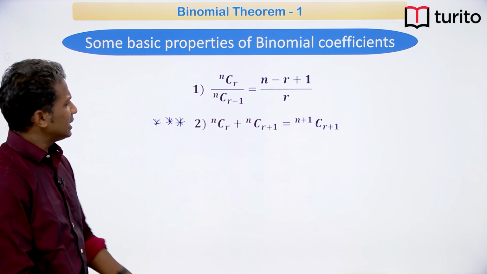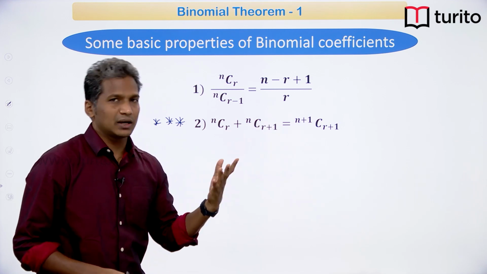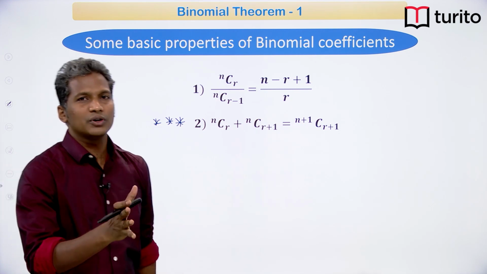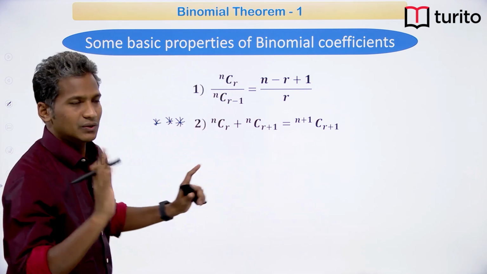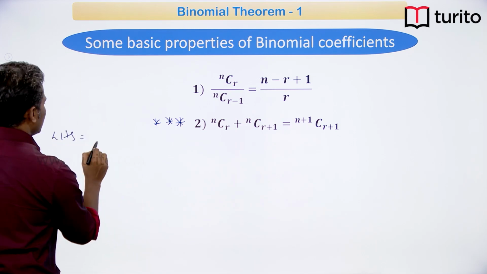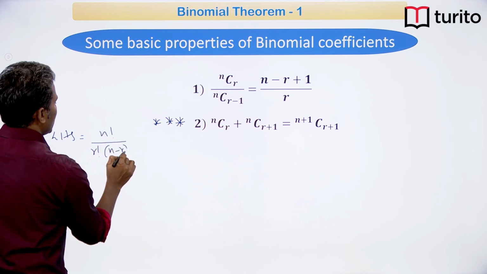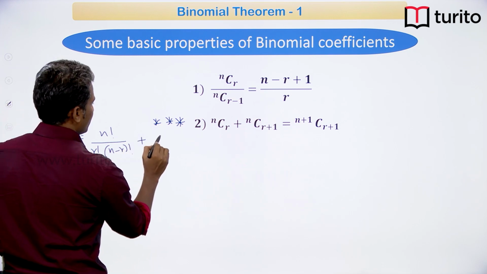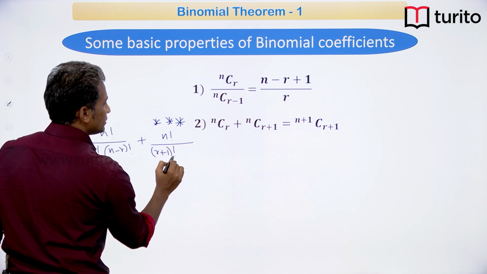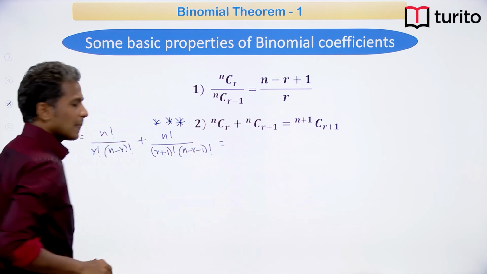Here it says nCr plus nC(r+1) is always (n+1)C(r+1). This we can try to prove. If you are interested in proving, you can pause and prove it and then look at the solution. So I am taking the LHS here. The LHS can be written as n factorial by r factorial into (n minus r) factorial, plus n factorial by (r plus 1) factorial into (n minus r minus 1) factorial.